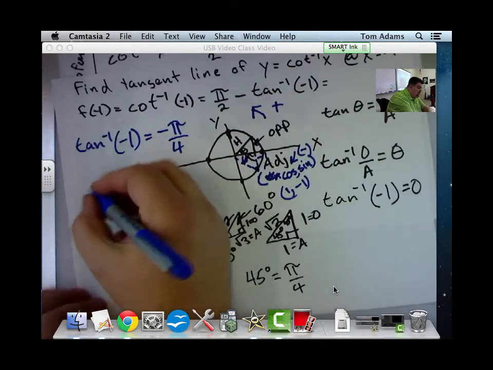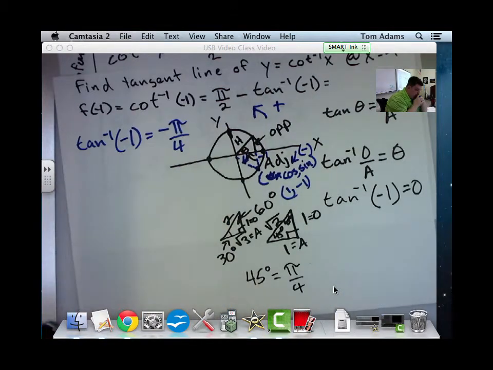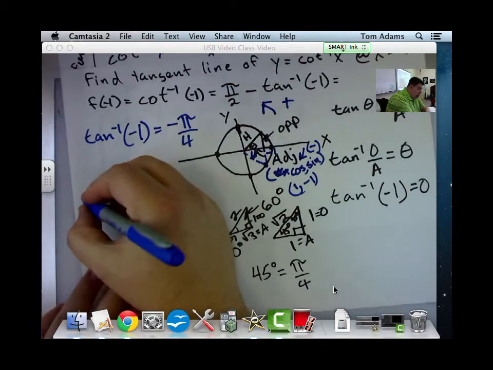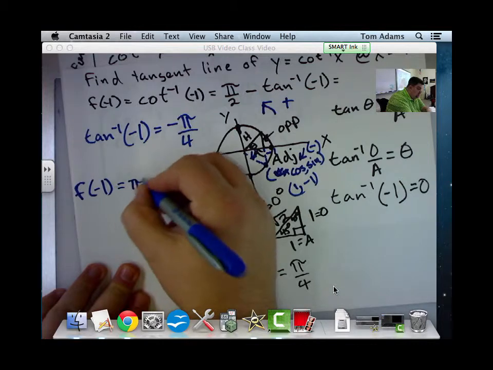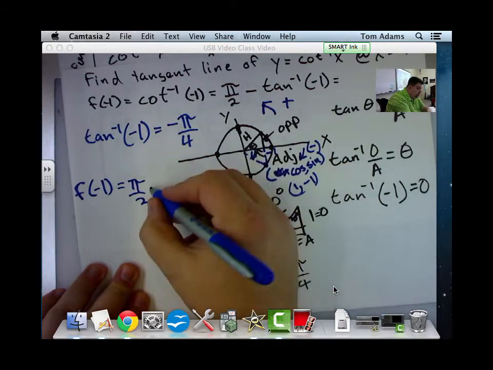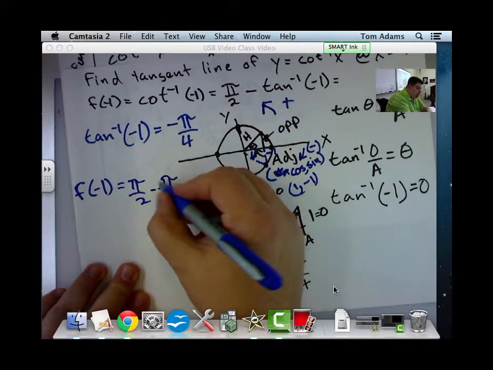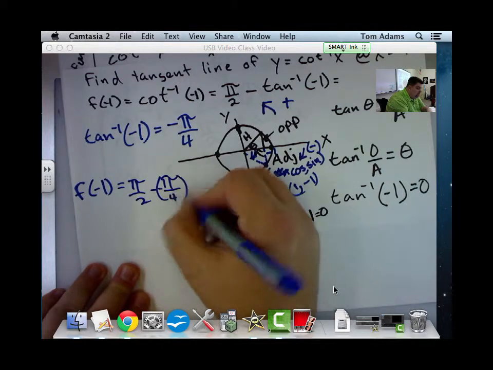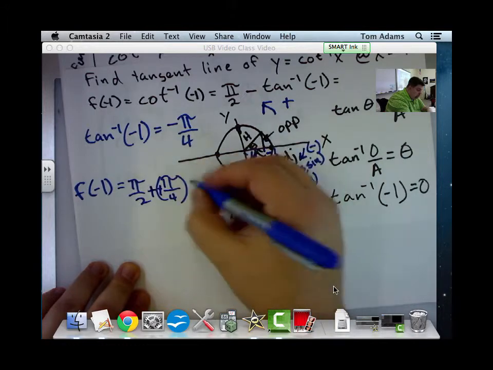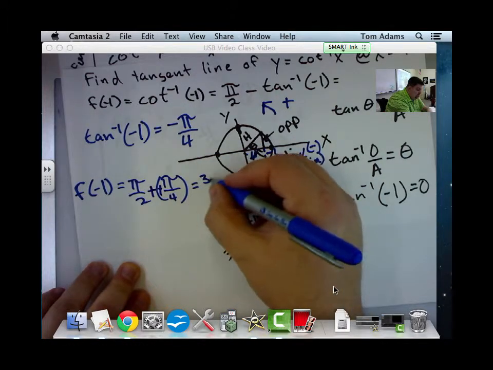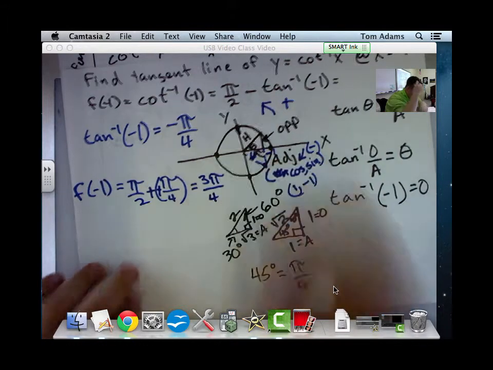Okay. That's the same as saying you could do it on your calculators too. So what am I saying? Well, I'm saying that f of -1 is equal to pi over 2 minus pi over 4, which is really adding. And so that's 3 pi over 4.